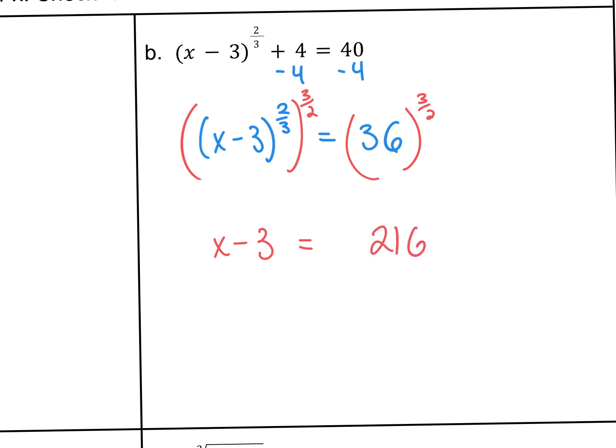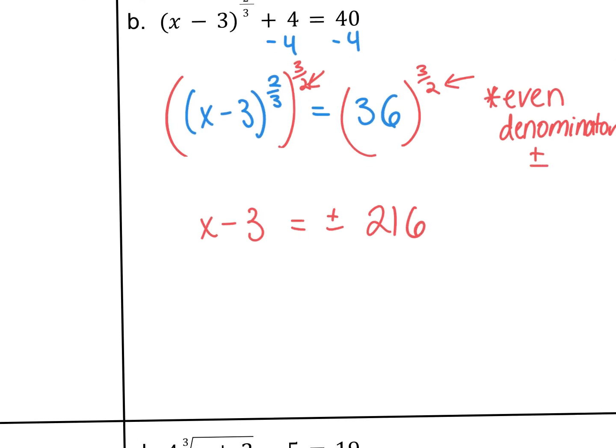But remember, since I'm taking both sides to an even denominator, that means I'm going to have 2 answers. So that means I have to do the plus or minus. That's when we take both sides to the even denominator. And think of it, if I'm taking it to an even denominator, an even amount of answers is 2, right? Okay, so that could be like a little trick that I use in my head.